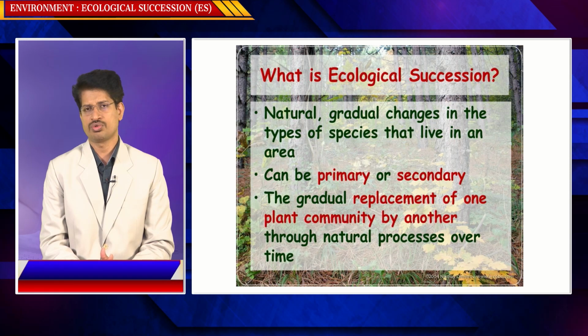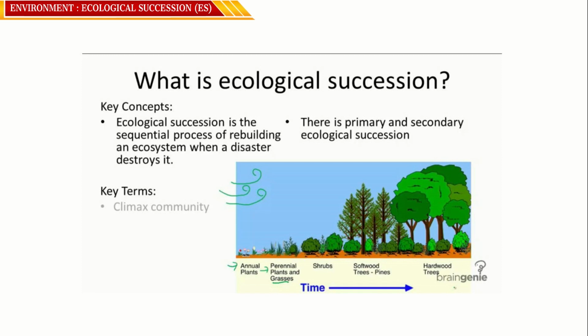This consumes time, in the sense of millions of years. So ecological succession is the sequential process of rebuilding an ecosystem when a disaster destroys it, in the case of secondary succession. There are primary and secondary ecological successions, as we have discussed. See this in the picture being depicted to you.